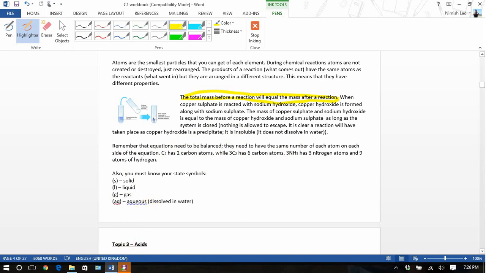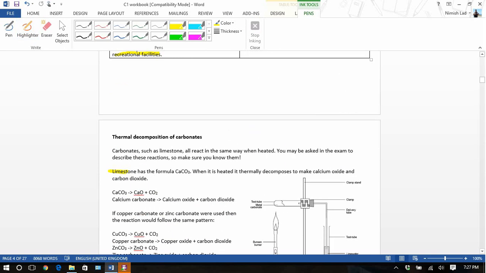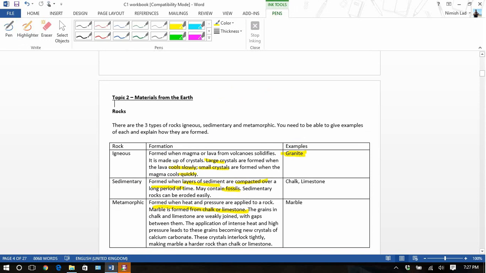And that's the video for topic 2. Rocks. It's about rocks, thermal decomposition, and atoms and mass. So it's topic 2, materials from the earth of C1 Edexcel chemistry.